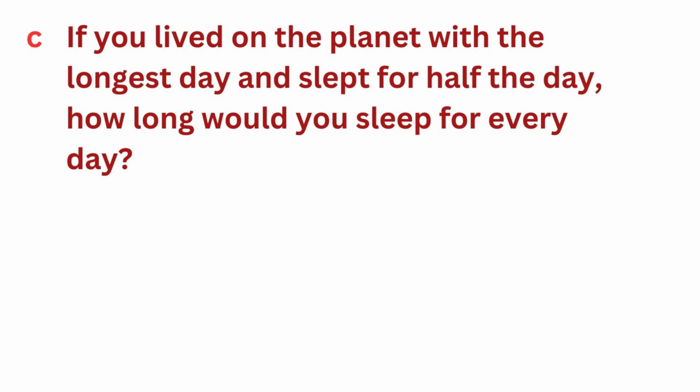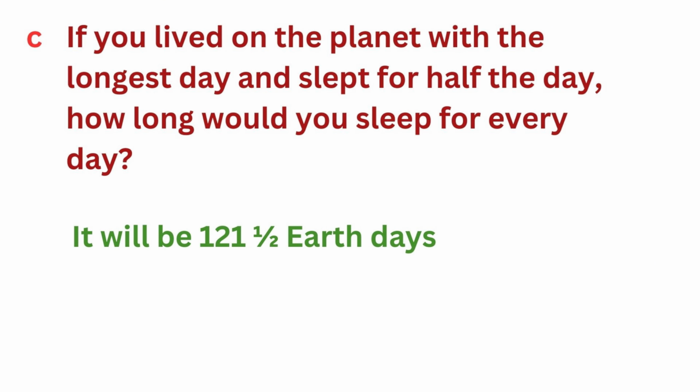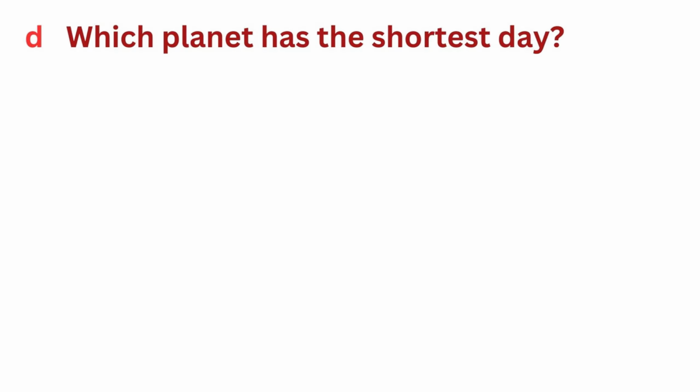C. If you live on the planet with the longest day and slept for half the day, how long would you sleep for every day? So, it will be 121 half Earth days. D. Which planet has the shortest day? Jupiter has the shortest day.